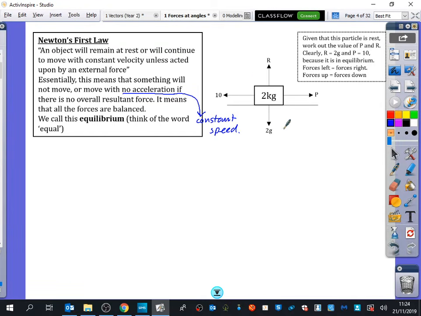So from this diagram that I made, I've said given that this particle is at rest, work out the value of P and R. Well, clearly, R must be equal to 2g, which is the weight, because it's not moving and they must be equal.